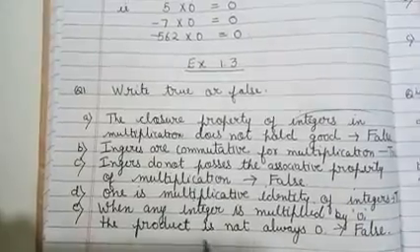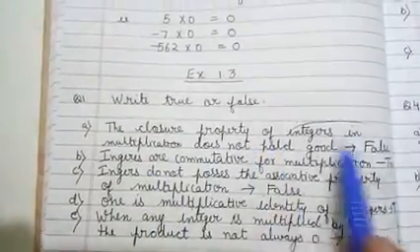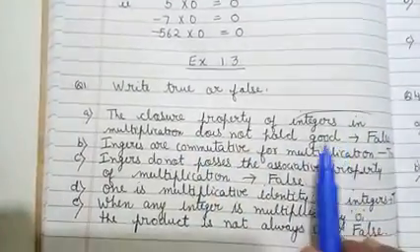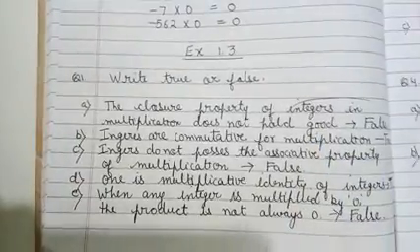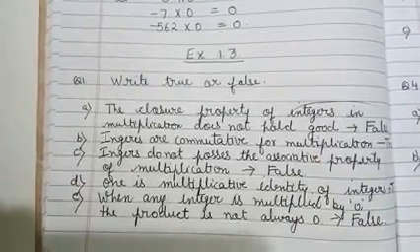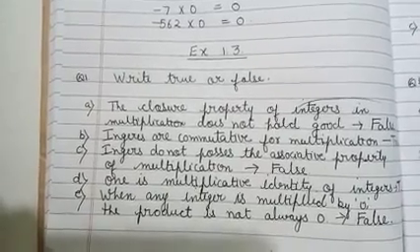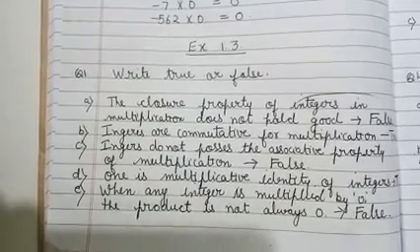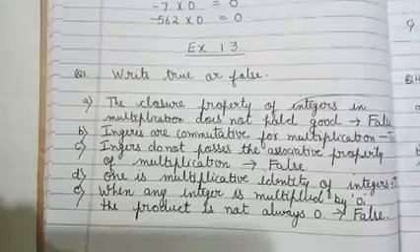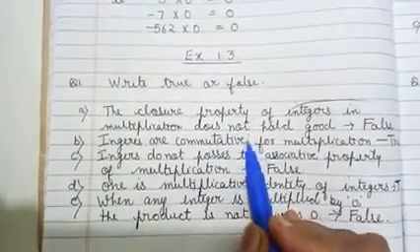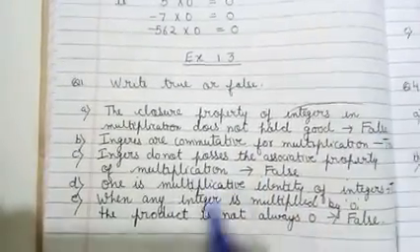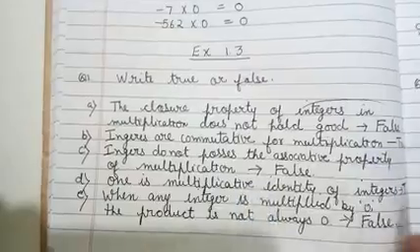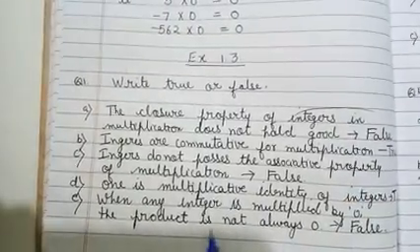Now look at the first. The closure property of integers in multiplication does not hold good. Closure property क्या थी कि when we multiply two integers, we get an integer. Every time we are getting an integer, है ना? We know very well कि multiplication of integers holds closure property, and here it is written not good. It means the statement is false. The next is integers are commutative for multiplication. Yes, so this statement is clearly true.